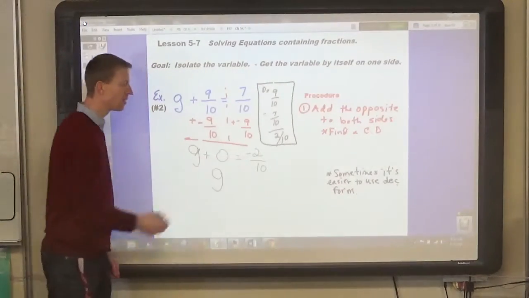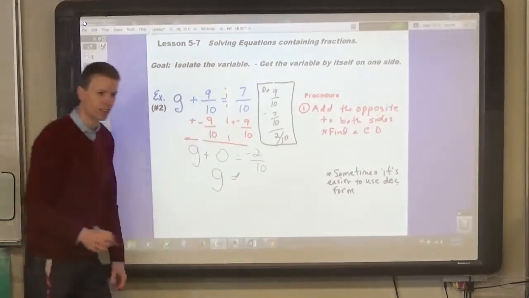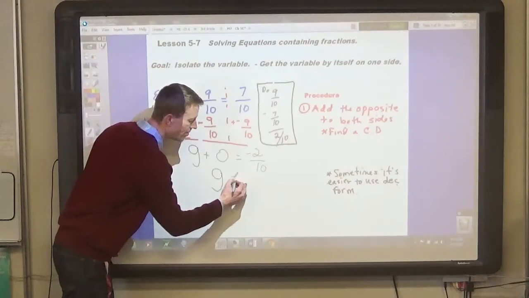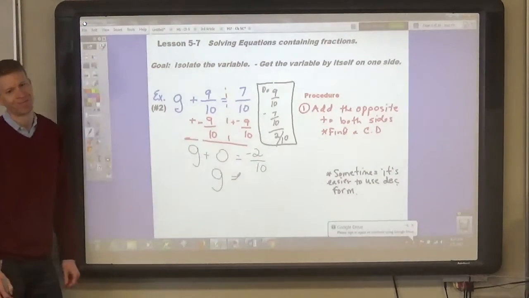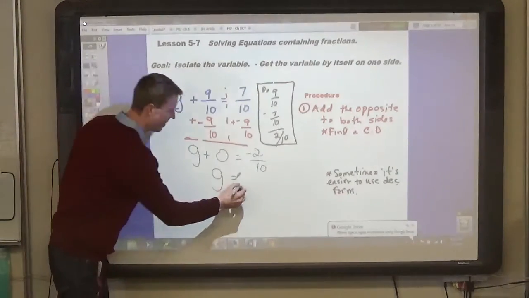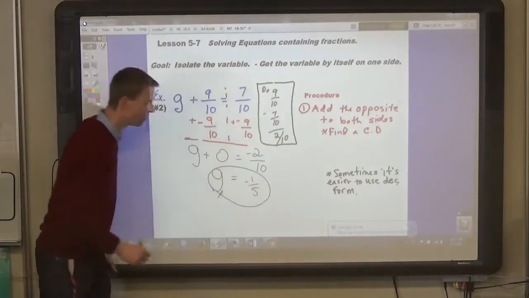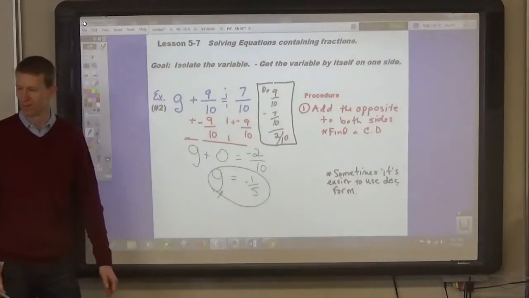And if g plus 0 equals negative 2/10, then g equals negative 2/10. But you can't leave this as negative 2/10. Negative 1/5. Yeah, negative 1/5. Because we have to put it in lowest terms with fractions.